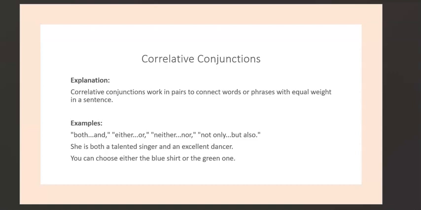So class, listen and take keynote of this. You can even write it down. Forever, both will always go with and, either will always go with or, neither will always go with nor, not only will always go with but also. So she's both a talented singer and an excellent dancer. You can choose either the blue shirt or the green one. You will neither come to my party nor come to my home. You see, such sentences always accompany each other in that way. So those are the correlative conjunctions.